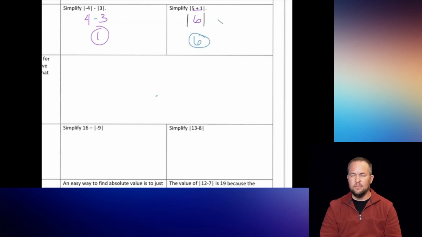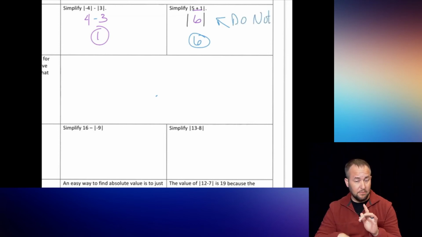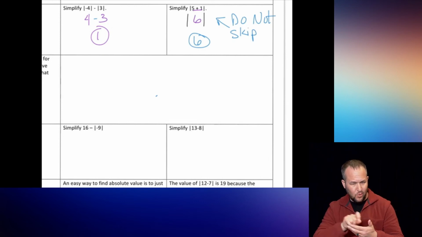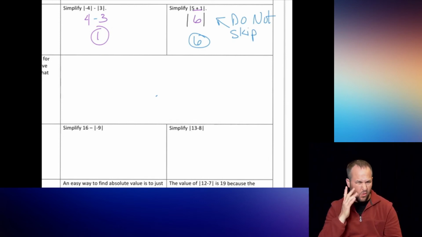You cannot skip this step. Do not. We will count it wrong because the absolute value is an operation. It is a step. So even though it seems silly to write that, even though you know it's going to be the same answer, it does not matter. You have to show it in its own separate step.